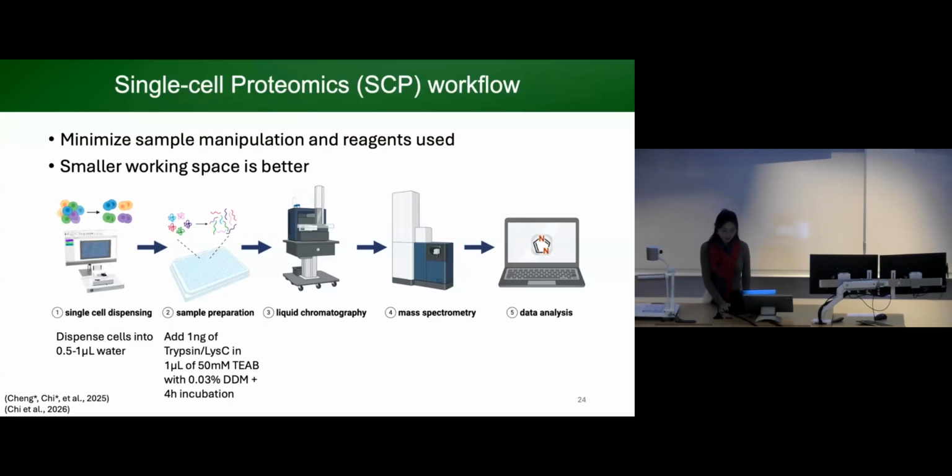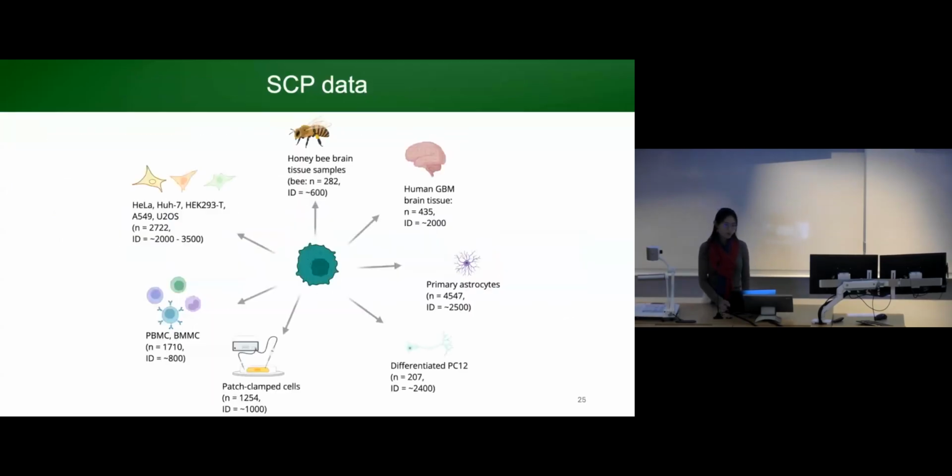With this robust workflow that we have in the lab, we've run many different types of samples, including the boring ones like HeLa, A549, and HEK. We've also done primary cells such as PBMCs and primary astrocytes, which is the main focus of my work. We also tried it with tissue samples such as human brains and honeybee brains. So we have so much data. How do we actually understand it and make sure that it's good data for biological analysis downstream?